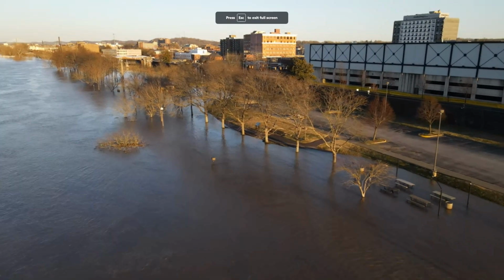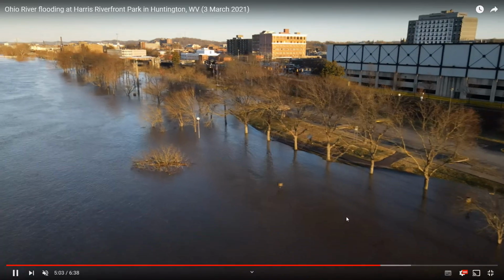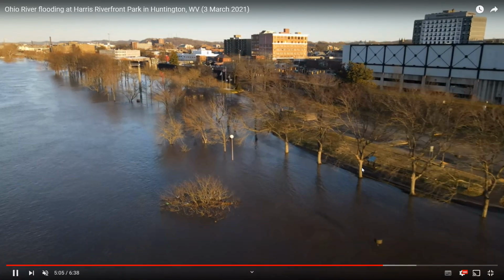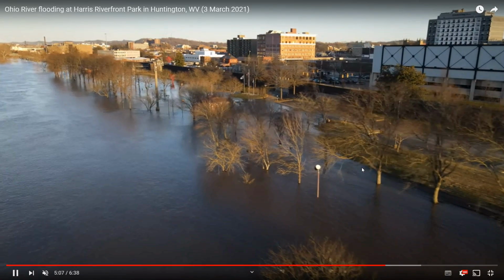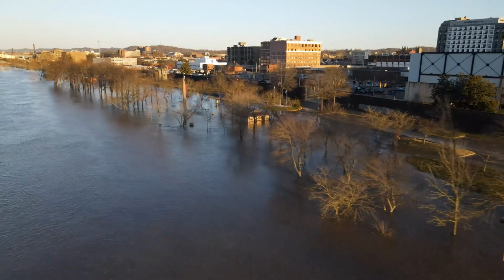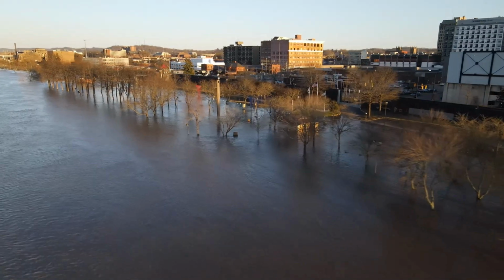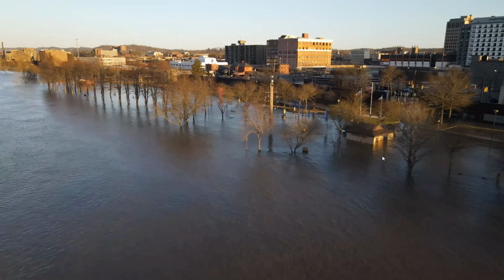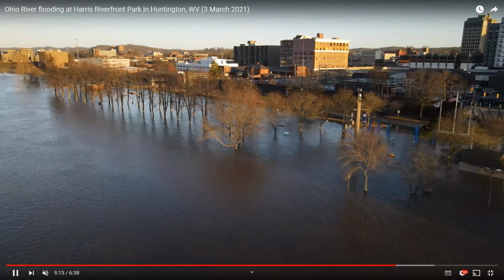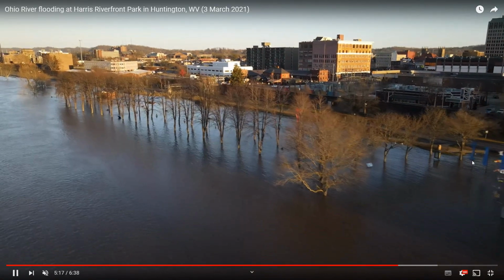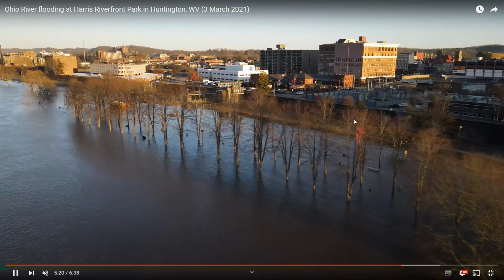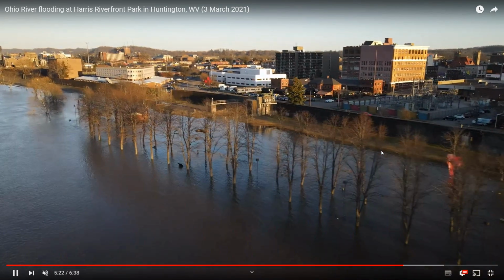So if you've ever been to the riverfront park there, you know that ordinarily these trees aren't submerged in water. The water levels were a little bit higher than usual that day. Normally this garbage can isn't underwater, the bathroom building there not underwater, flagpole not underwater, statue not underwater. Water levels were really high.